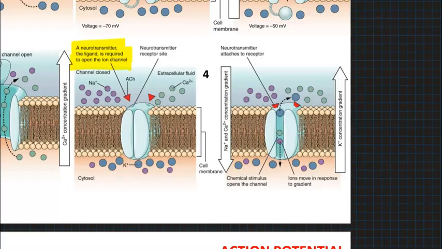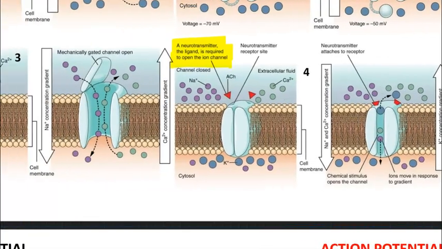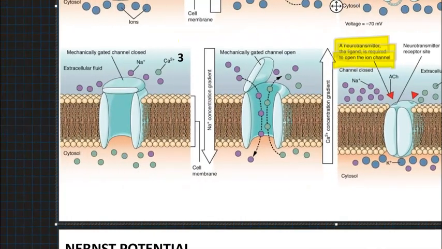Okay, good? And then mechanically gated channels. Mechanically gated channels open and close in response to mechanical stimulation of the membrane, like a deformation, like pressure, vibration, stuff like that. Are we doing all right so far? Okay, so please understand what stimulus opens each of these four types of channels.